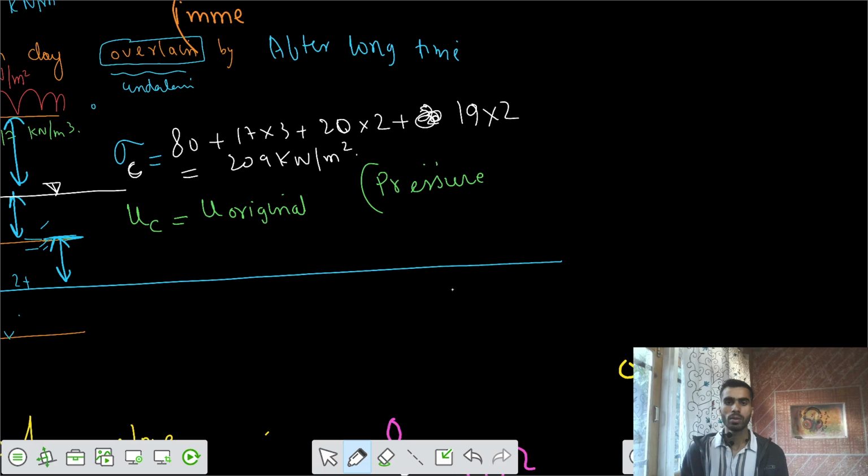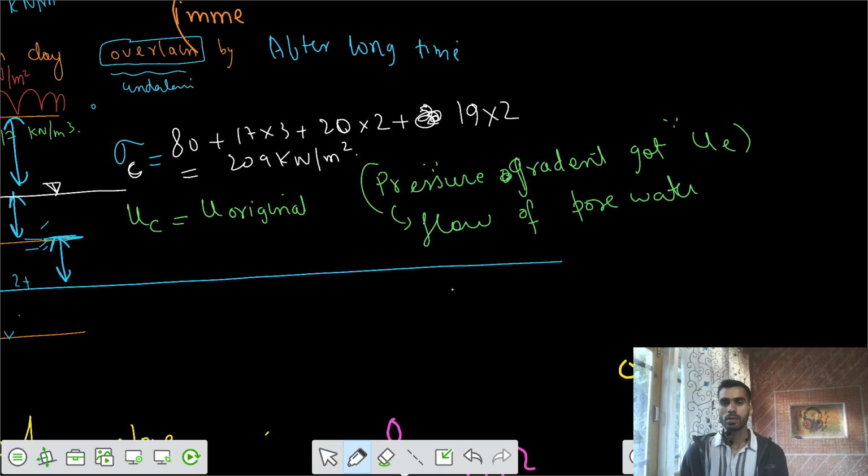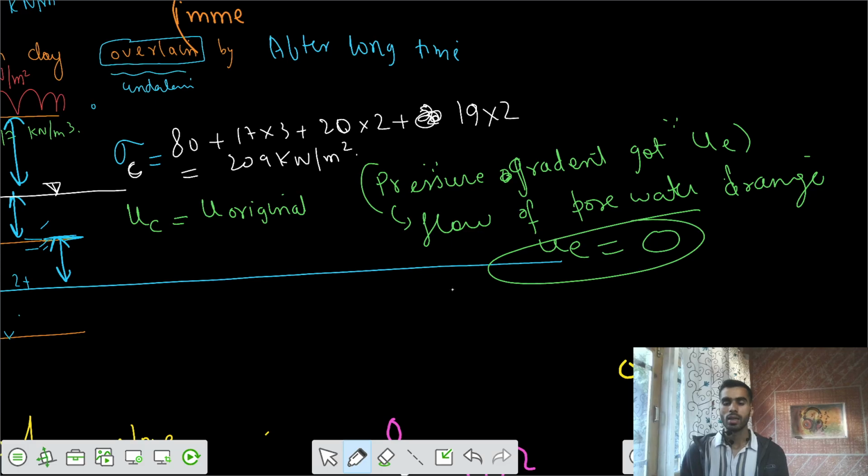Let's have a little bit of concept. Because of the pressure gradient that got developed at the immediate condition, because of excess pore water pressure, there is flow of pore water towards the drainage face. I want the excess pore water pressure in the soil to be 0. So for that, I have to drain the soil. The soil should be in the drained condition, or I would say there should be dissipation of pore water pressure.